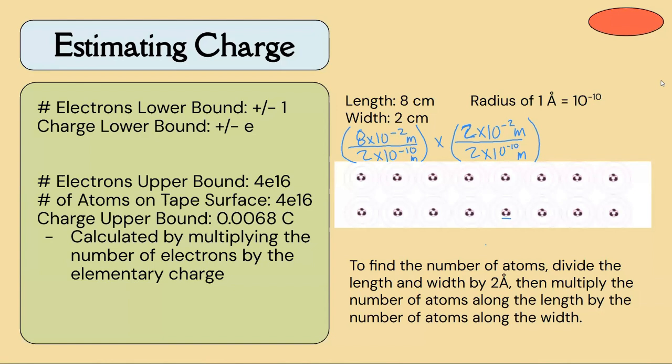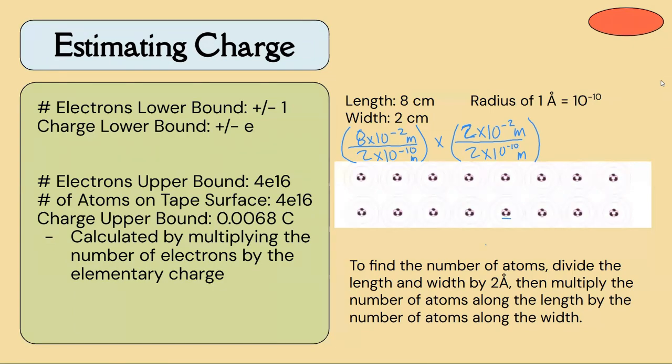Before we start this experiment, we first estimated our upper and lower bounds of the possible charge on the tape and the number of electrons on the piece of tape. To find the number of atoms, divide your length and then your width by 2 angstroms. Then multiply the number of atoms along the length by the number of atoms along the width. You can see here we have our length on top divided by 2 angstroms multiplied by our width divided by 2 angstroms.